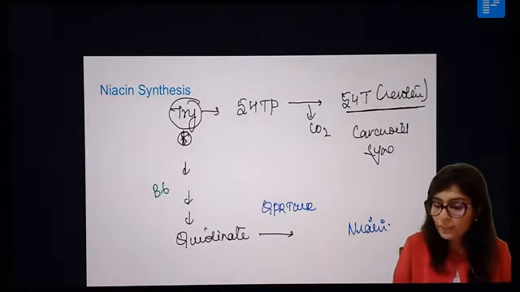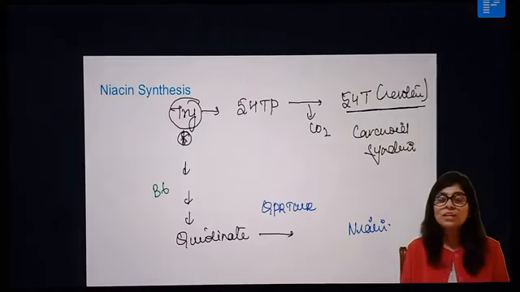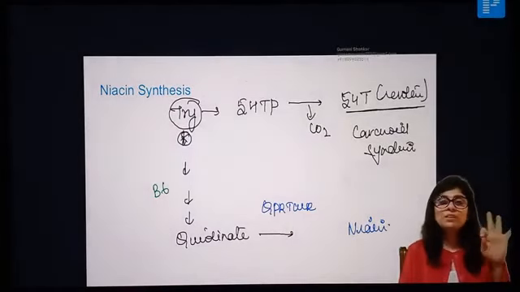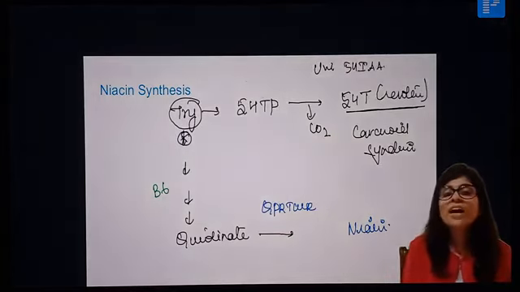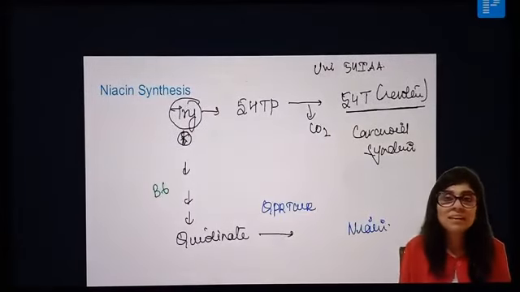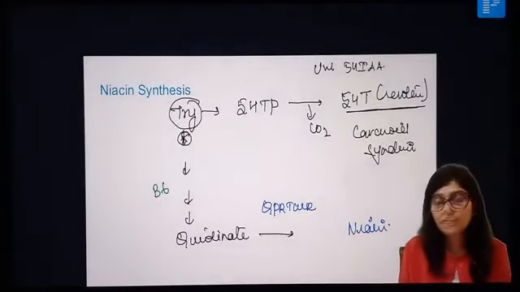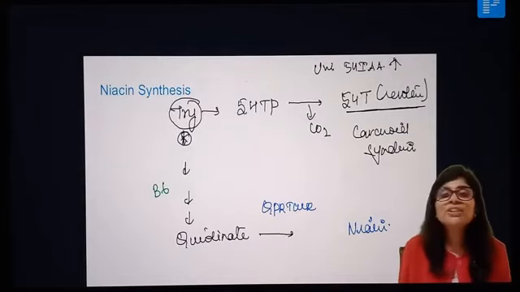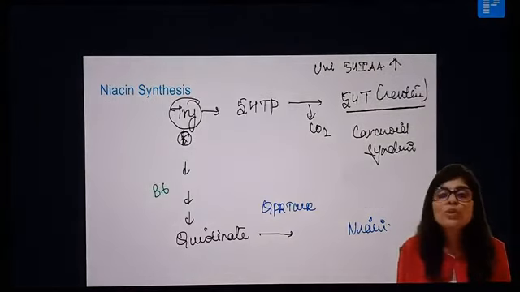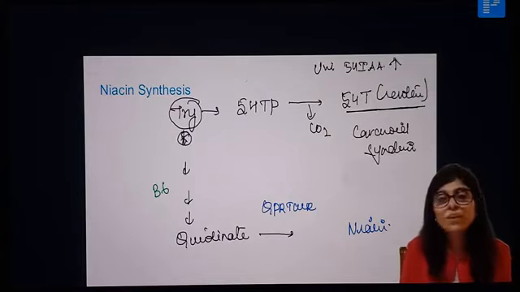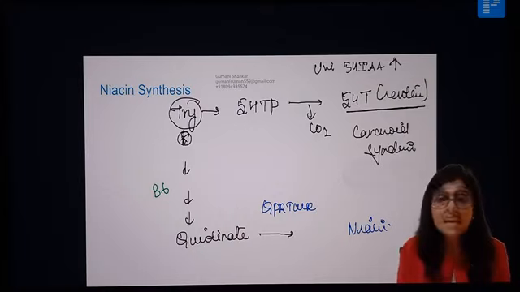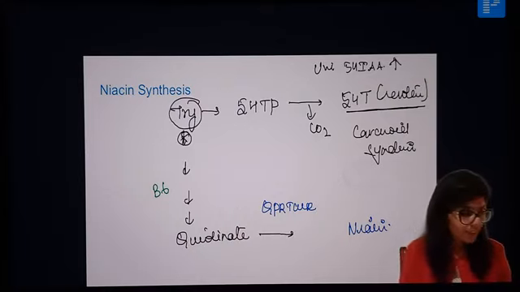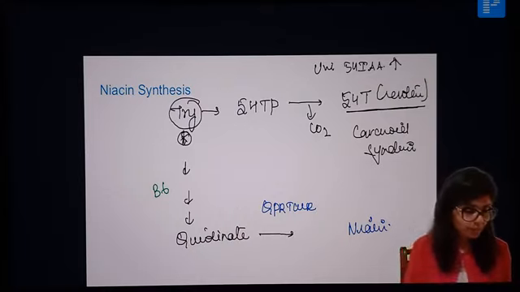But how will you know whether it is carcinoid syndrome or not? If a person presents with 3 Ds of pellagra, you estimate urinary 5-HIAA. What is 5-HIAA? 5-hydroxyindole acetic acid. That's a metabolite of serotonin. In carcinoid syndrome, 5-HIAA will be high. So if urinary 5-HIAA is normal, you have excluded carcinoid syndrome. If urinary 5-HIAA is high and there is pellagra, then it is carcinoid syndrome. Are you clear?